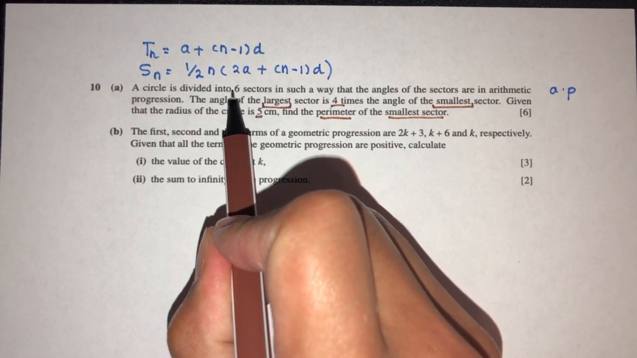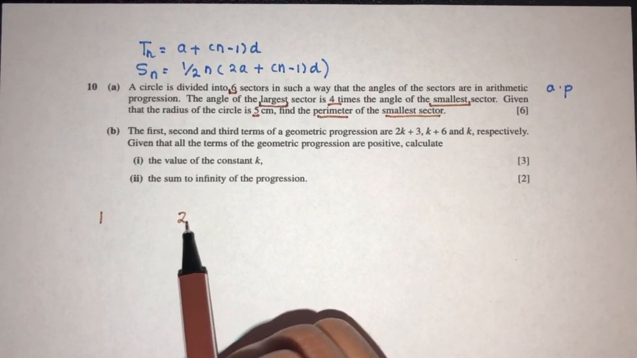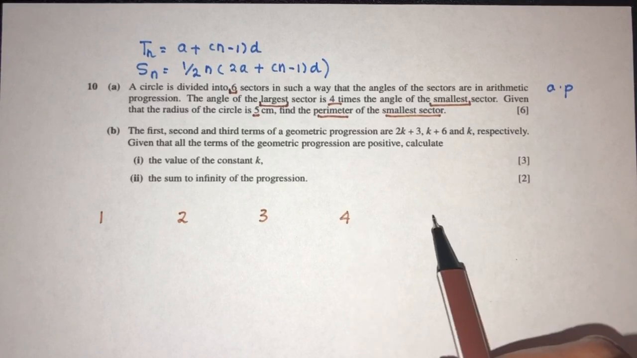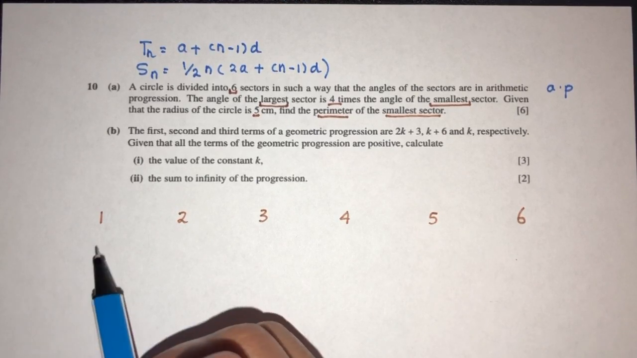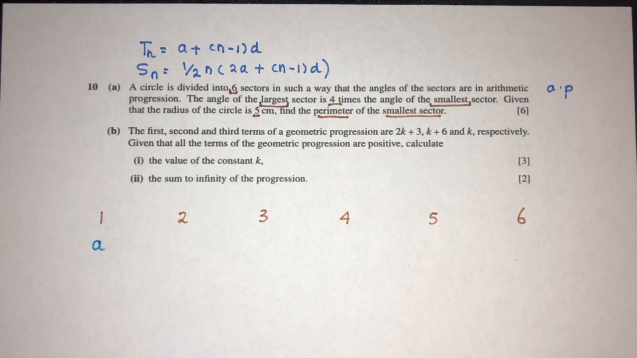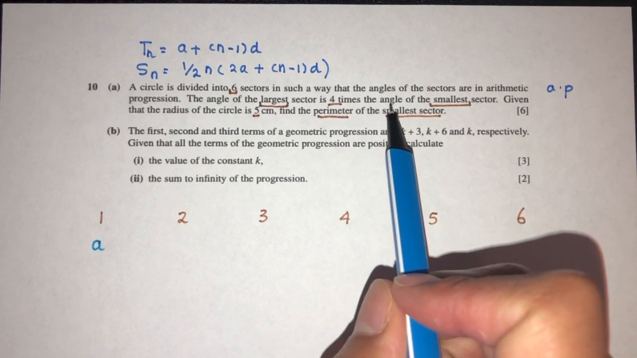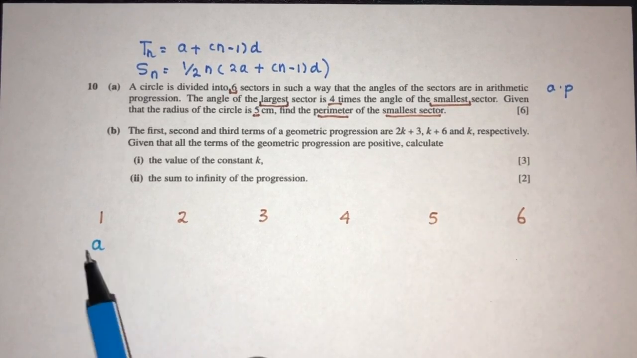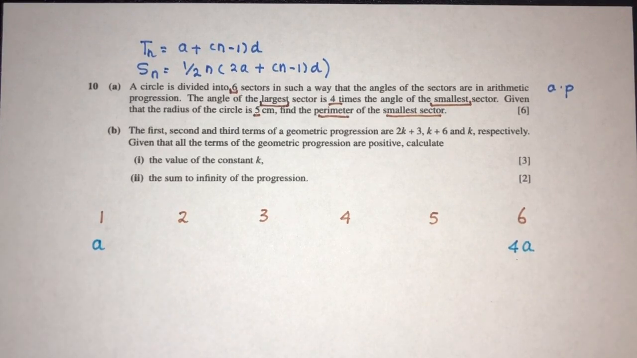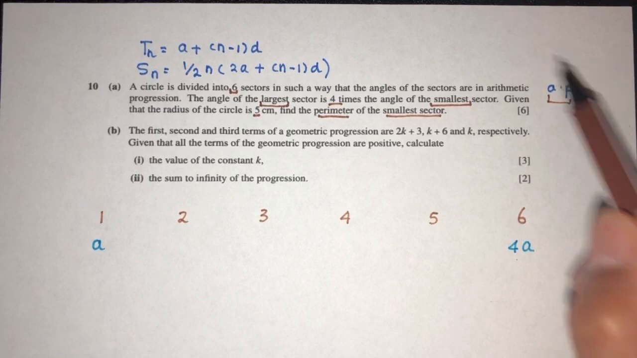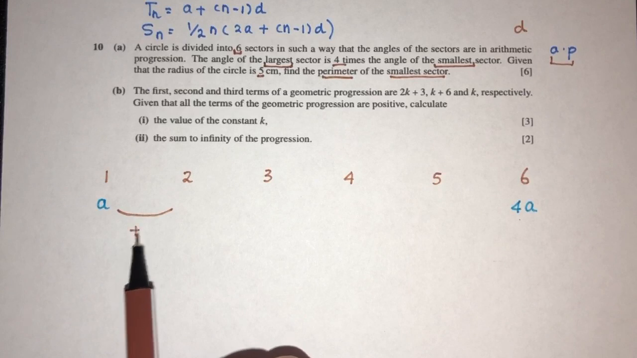Now we are told that we have 6 sectors, which means we have 6 terms, right? We have term number 1, 2, 3, 4, 5, and 6. Now we always call the first term A. And then you're given that the largest sector is 4 times the angle of the smallest one. So if this is A, the largest one is 4A, given to you by the question. Now obviously if it is an AP, we must have a common difference D. So every time your progression is increasing by D.